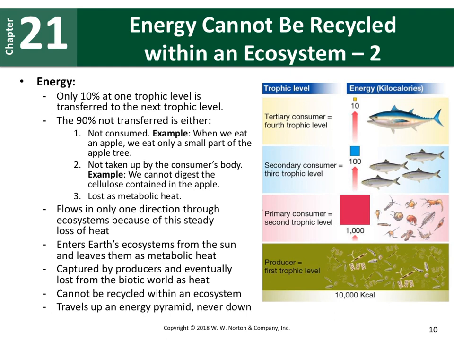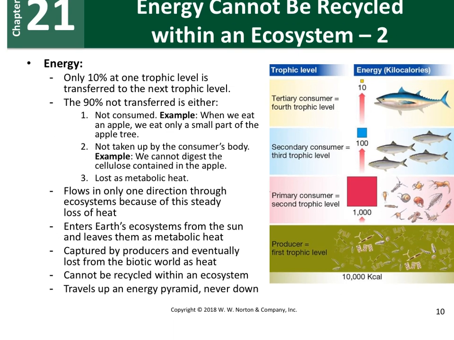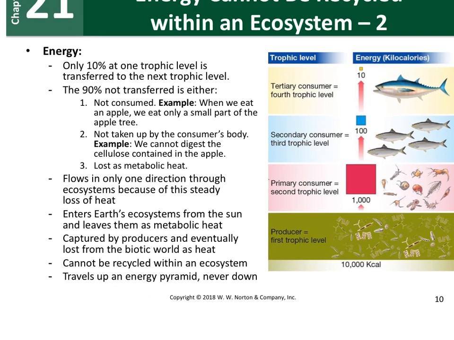So in this, it says only 10% of one trophic level is transferred to the next. The 90% not transferred is not consumed. When we eat an apple, we eat only a small part of the apple tree. Not taken up by the consumer's body. We don't digest the cellulose, and we lose, obviously, metabolic heat to run our metabolism. And so the energy generally flows in one direction. And it goes from producer levels all the way up to the others.